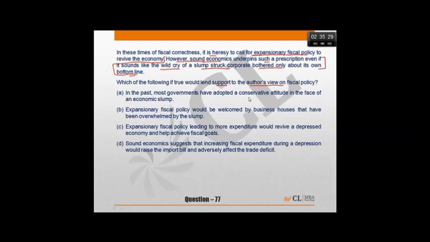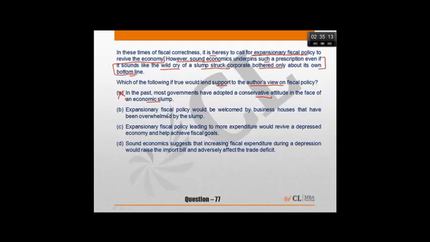In the past, most governments have adopted a conservative attitude in face of economic slump. This does not support the author's view. It is not even giving me anything opposing it either. So incorrect. It is actually not connected because it is not giving me what happened in such a case.